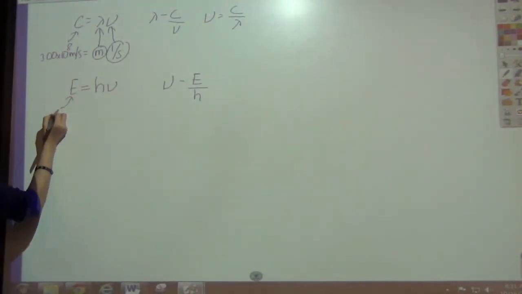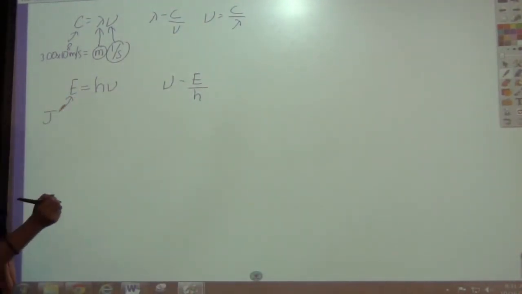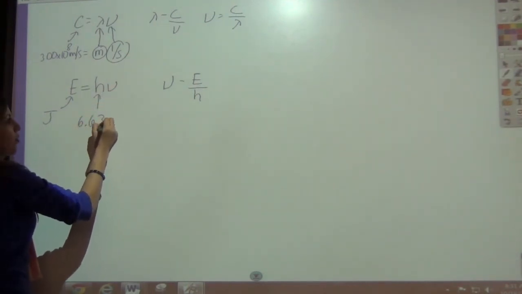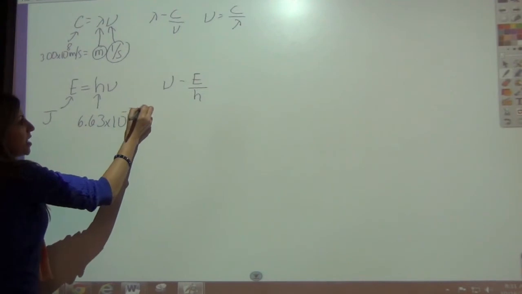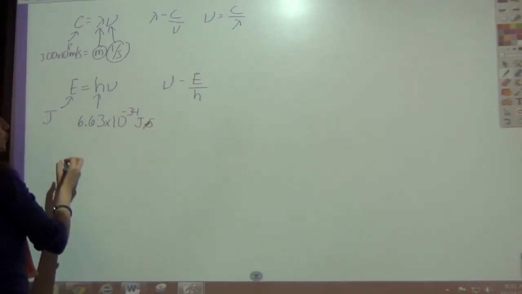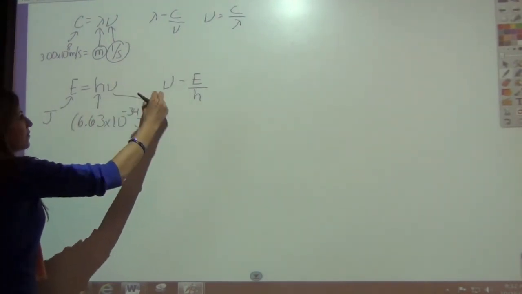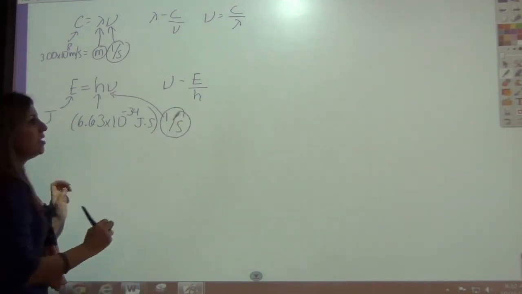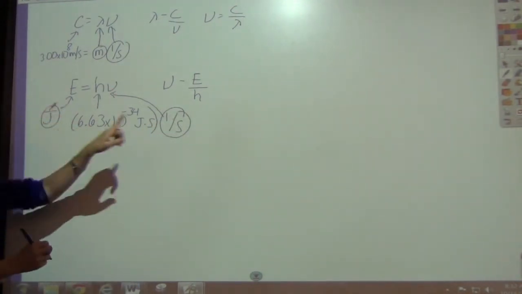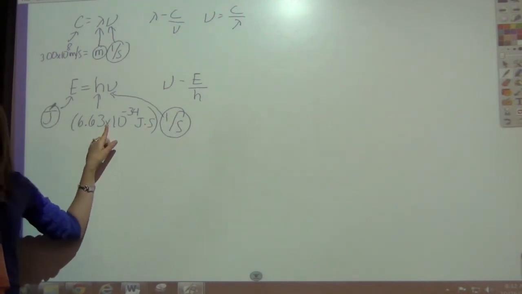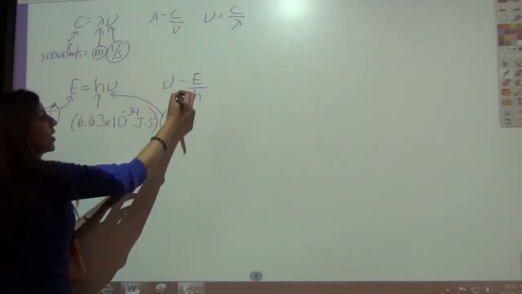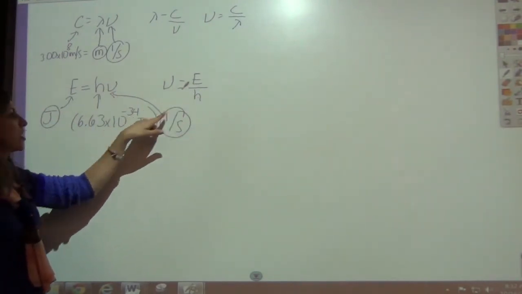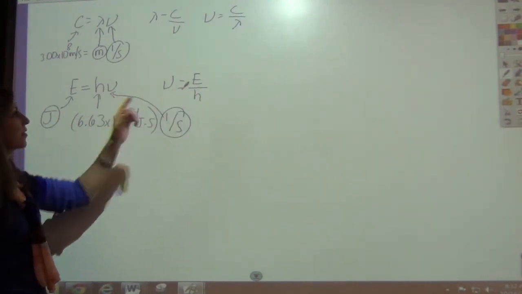E is measured in joules, typically, okay? H is a constant, and it's always going to be 6.63 times 10 to the negative 34 joule seconds, and your frequency has to be in inverse seconds, okay? So that's in joules, that's in inverse seconds, and that's your constant, okay? If it's rearranged in this format, same thing, but there's your h now. That is your constant, right down there now, okay?